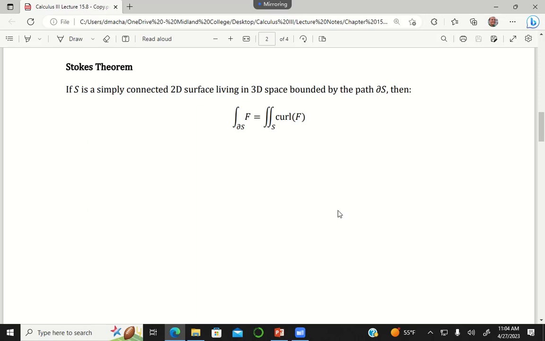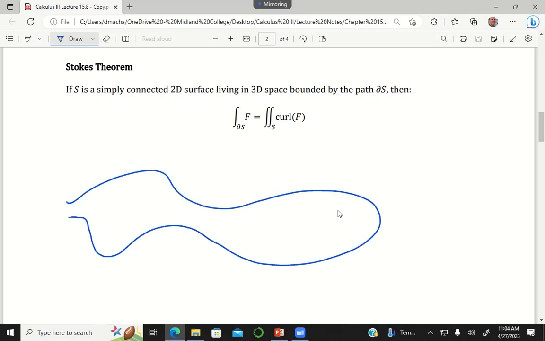This can be any surface in 3D space. But what I mean by bounded by the path, the boundary of S, is that, let's say you've got some crazy old surface living in 3D space. Imagine you have a blanket, right? You can deform the blanket and it can be any sort of shape you want, but there's still like an edge to the blanket. You know what I mean? That edge of the blanket, that's what I mean by the boundary of S.